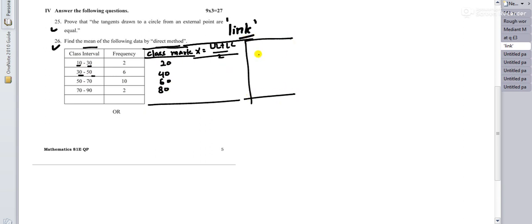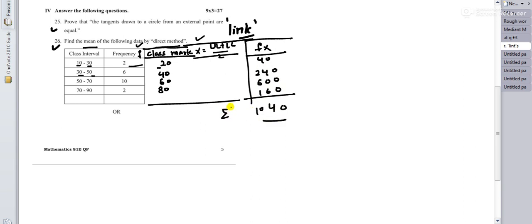And in the next column you have to write fx. You have to multiply this frequency f and this x. So 20 into 2 is how much? 40. 40 into 6 is 240. Then 60 into 10 is 600, and at last 80 into 2 is 160. So you have to add them, and this gives 1040.